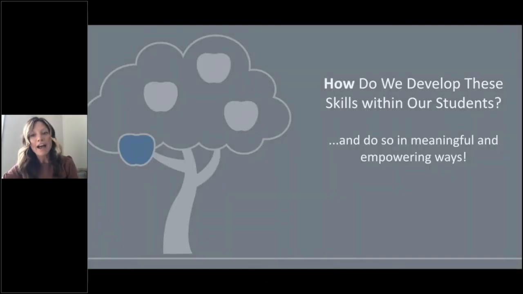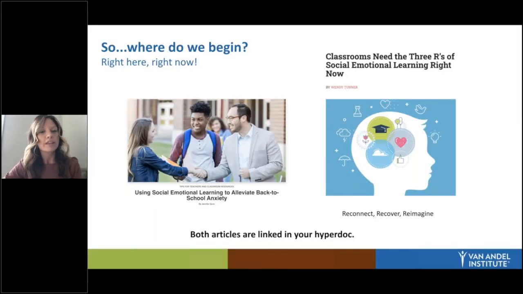So now we're going to talk about the how, and it's really important here that we think about how we can do this in not only practical ways, but we want to make it meaningful, and we want to do it in empowering ways. So there's a couple of articles I want to point you to as well that are linked within your hyperdoc. The first one is using social and emotional learning to alleviate back to school anxiety. This walks through a lot of why our students are feeling this way, why they come in with this back to school anxiety, and it also gives practical ways to get them to overcome it. So that's a great article on that.